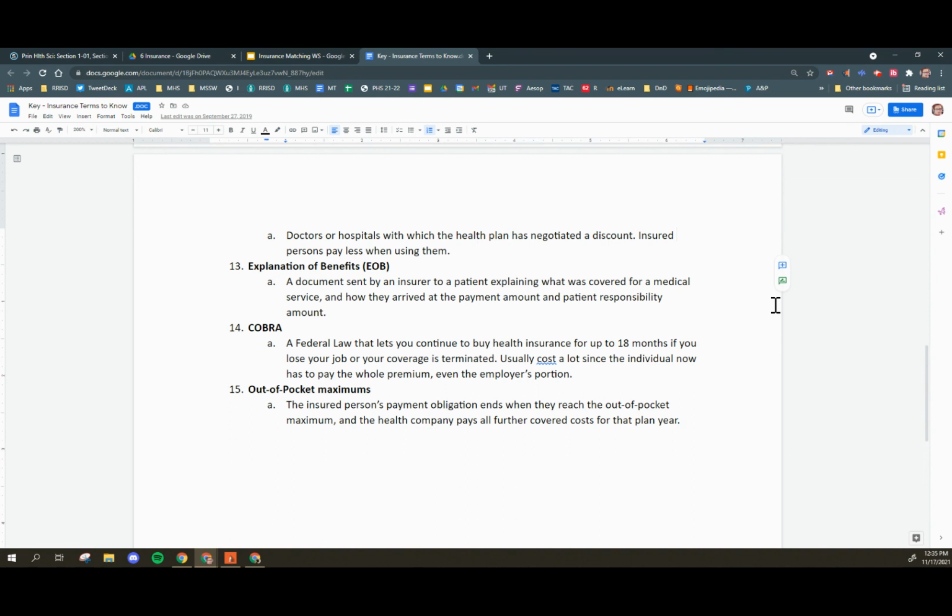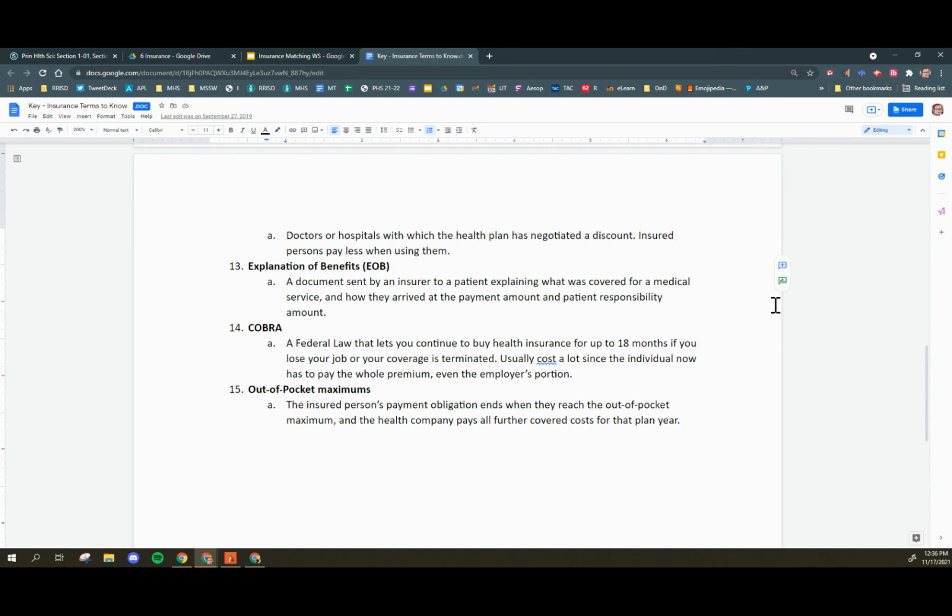Now, insurance premiums do not apply to this. You still have to pay your insurance premium, even if you've hit your out-of-pocket maximum. It does not count towards the cost of your deductible and towards your out-of-pocket max. So regardless of what's going on and how much you have paid in terms of healthcare services, you still have to pay your premium every month or you lose access to your insurance.